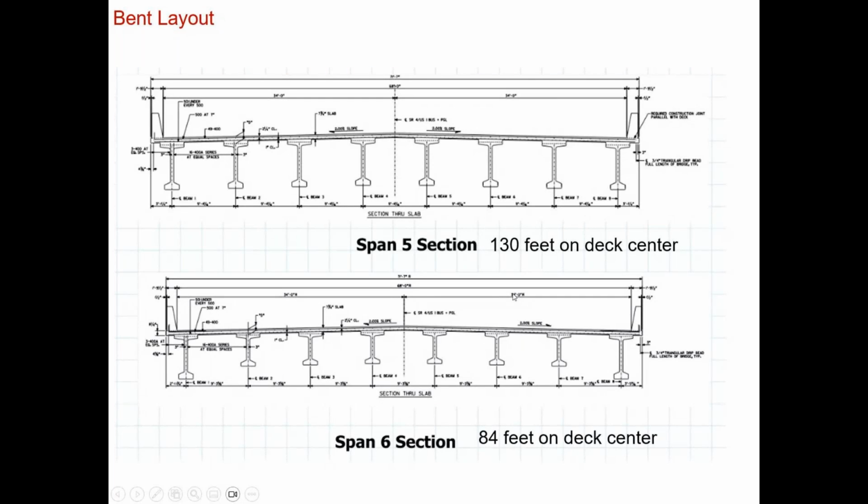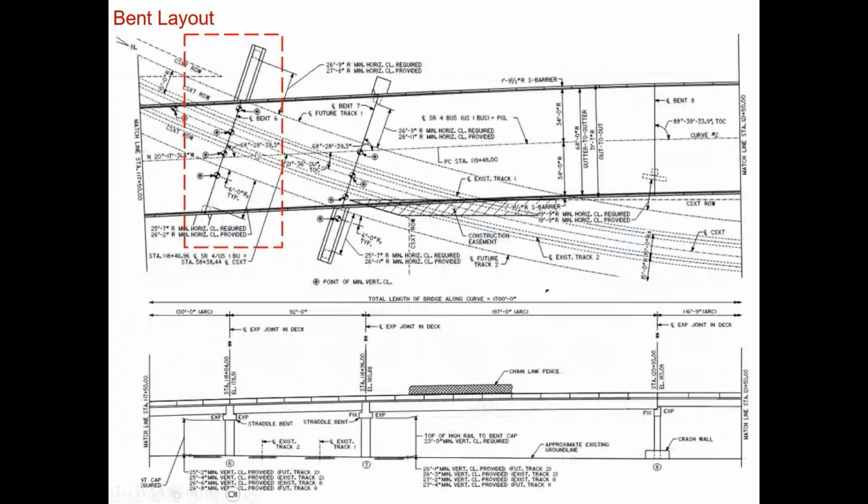There is a big difference in the span length between the two spans, which generates an unbalanced loading condition from dead loads even on the bend. So this bend is going to be seeing torsional effects from dead loads in addition to the normal torsional effects that we see from live loads.